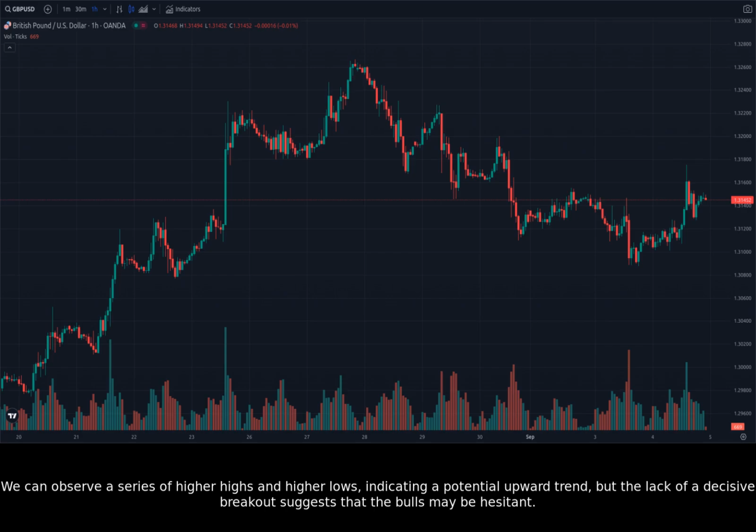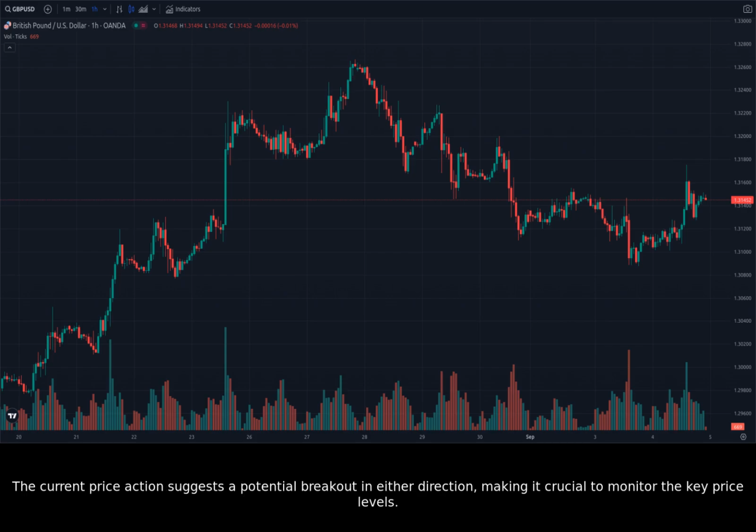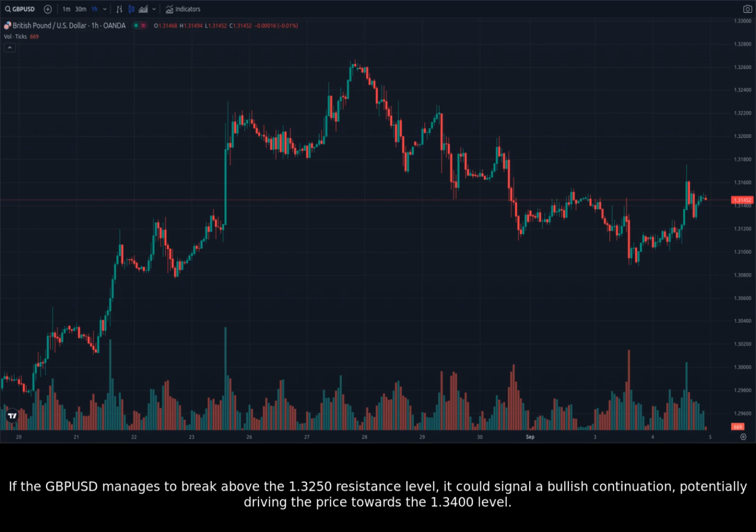We can observe a series of higher highs and higher lows, indicating a potential upward trend, but the lack of a decisive breakout suggests that the bulls may be hesitant. The current price action suggests a potential breakout in either direction, making it crucial to monitor the key price levels. If the GBPUSD manages to break above the 1.3250 resistance level, it could signal a bullish continuation, potentially driving the price towards the 1.3400 level.